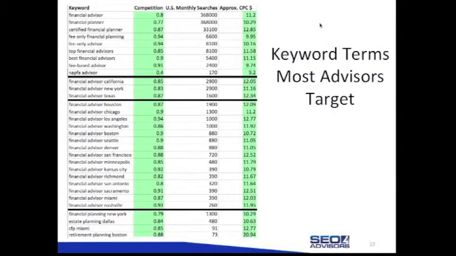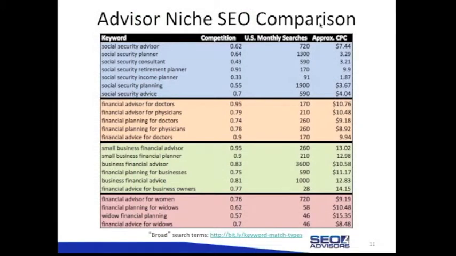This really shows you that yes, you can target these geographical terms and keep doing it, but you really need to have some niche market terms as well. So here we see I broke it down into just 4 sample niche markets. The top one being Social Security, the other one being doctors, physicians, then below that small businesses, and below that women and widows.